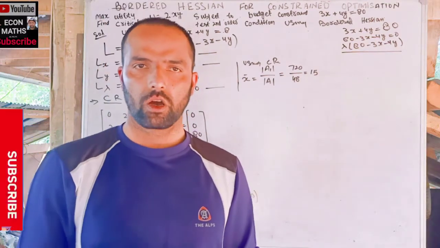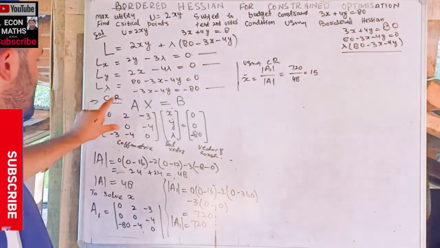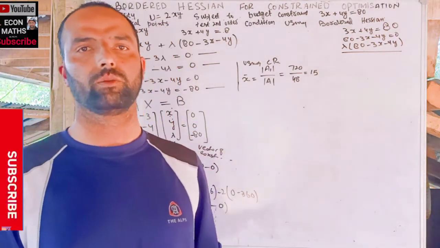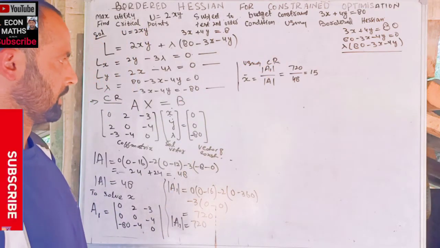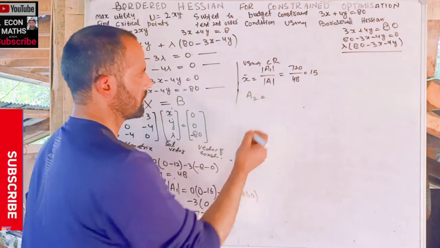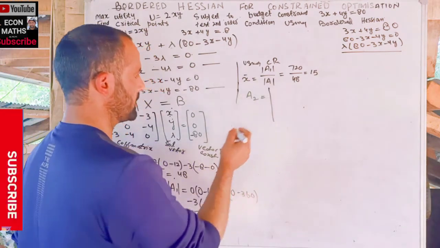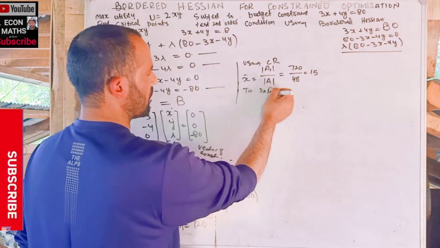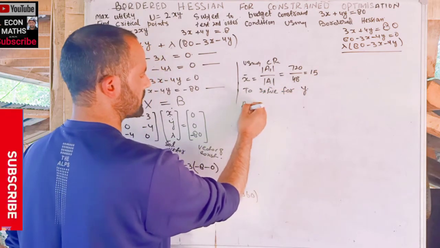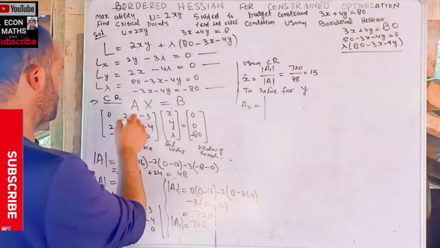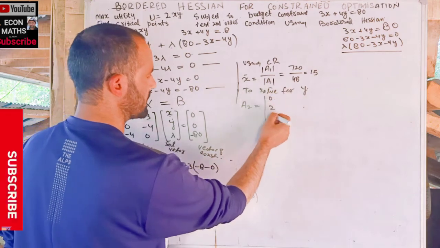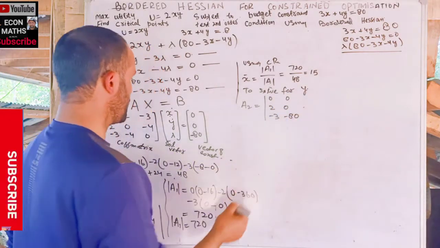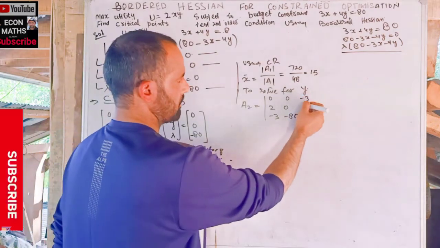Similarly, to solve for y, we replace the second column of the coefficient matrix with the vector of constant terms to form a new matrix, and take the determinant of that new matrix and use this formula. So our new matrix will be A2. To solve for y, we form a new matrix formed by replacing the second column. The first column 0, 2, minus 3 will remain the same. In place of 2, 0, minus 4, we have 0, 0, minus 80. And this column is minus 3, minus 4 and 0.